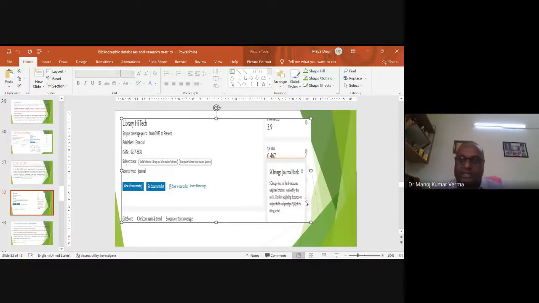Okay. So see, the SJR value is always less. See, the CiteScore of Library Hi Tech is 3.9, but the SJR value is only 0.467. Why is it low? Because it is calculated on the same year, 1 year only. So the SJR is giving the impact factor, we can say the publication impact, for 1 year only.